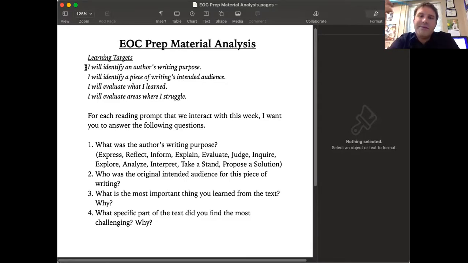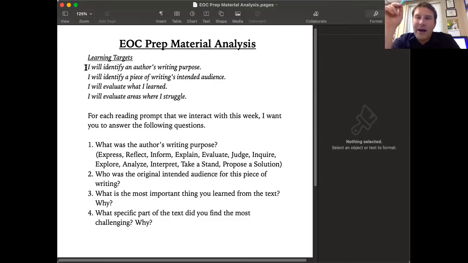Then you're going to tell me who the original intended audience was. Who did this writer write this for? What was the type of person? Most of the time it is a general audience, but what specific niche of the general audience are they addressing? Number 3 and 4 are opinion-based and more based around you.